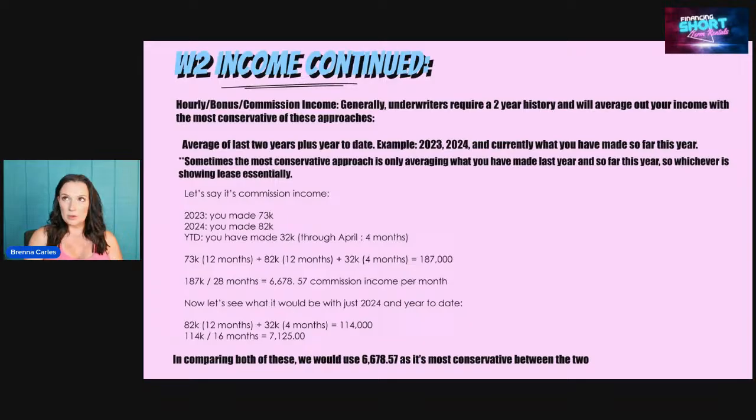But just to make sure that we are calculating the most conservative approach, as underwriters will do, this is what makes a good loan originator become great. They're going to do this ahead of time to make sure there are no hiccups. So let's just look at 2024 and year to date. It's going to be $82,000 again for 12 months, $32,000 for 4 months, which is $114,000. Now we just divide it by 16 months because we're only using 12 months from last year, 4 months from this year. That's $7,125 a month, which is more than what our first calculation was.